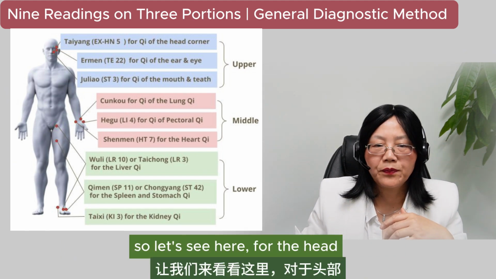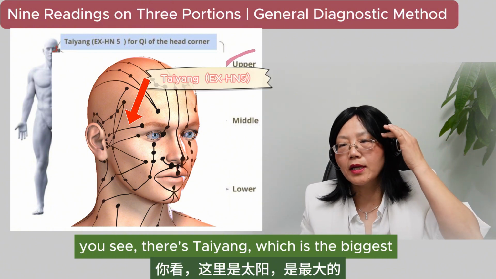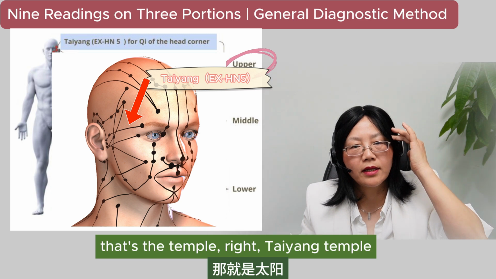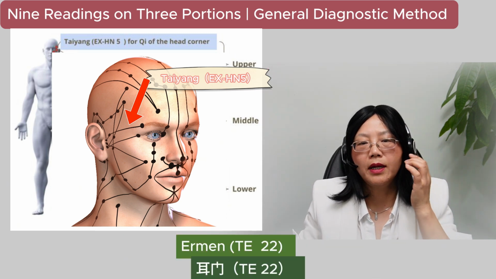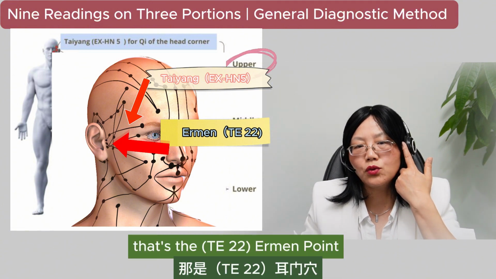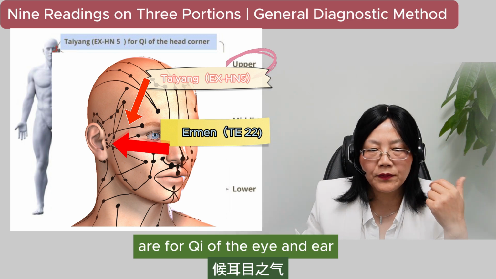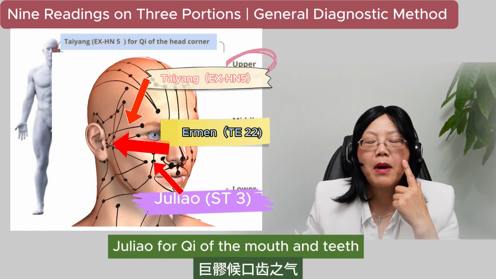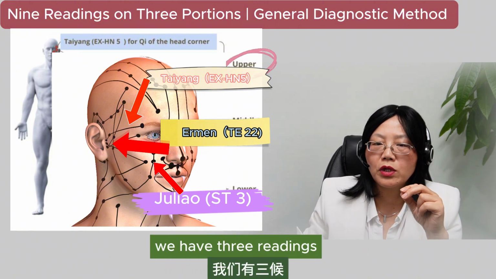Let's see here. For the head, you see there's Taiyang, which is the biggest depression on the side of the head. That's the temple, right? Taiyang, the temple, is for Qi of the head corner. Ermen, TE22, in front of the ear. Ermen is for Qi of the eye and the ear. Juliao, ST3, is here. Juliao is for Qi of the mouth and the teeth. So for the upper part, we have 3 readings.